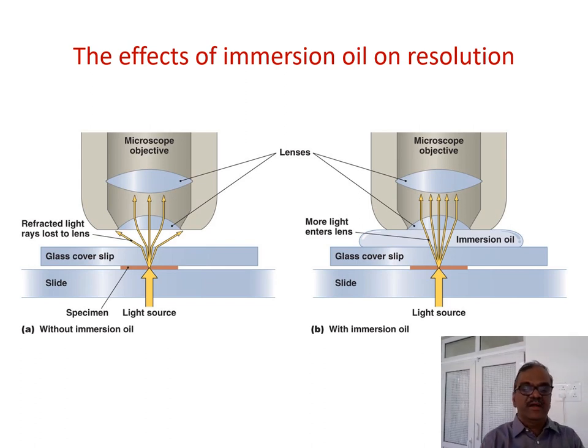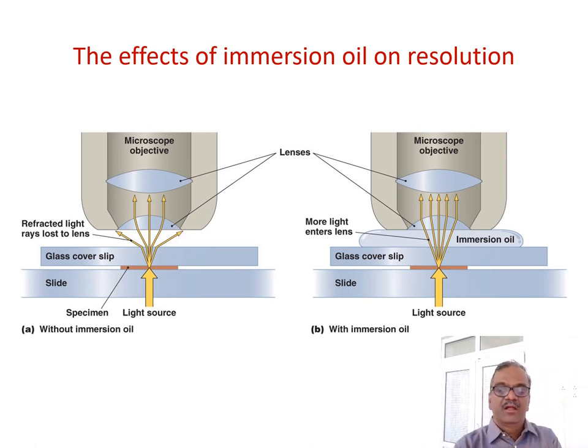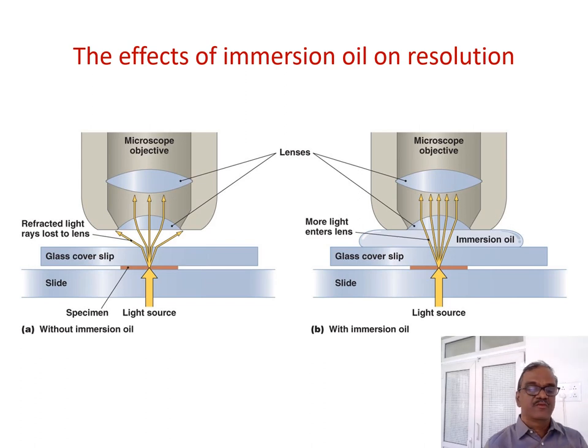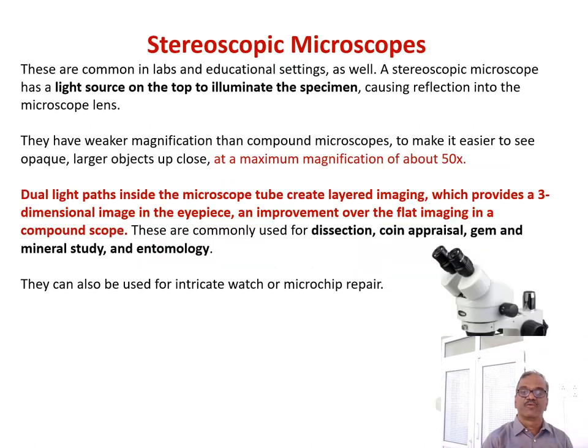Okay, you can see that the refraction on both sides doesn't occur because of the oil you are putting, a drop of immersion oil. Here, in this layer you can see an immersion oil. So more light enters the lens, whereas here without the oil, glass with the cover slip, the refracted light is deflected sideways, so it is not focused towards the lens. Okay, then you can see it. This is the principle for oil immersion.